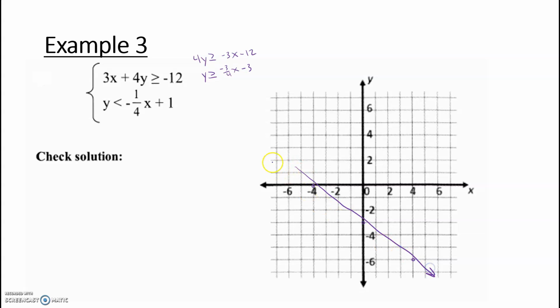I missed. Don't judge me. There we go. And we want y to be greater than, so we're shading up. Right? Everything above greater than. All right, you get the gist. Let's switch colors.